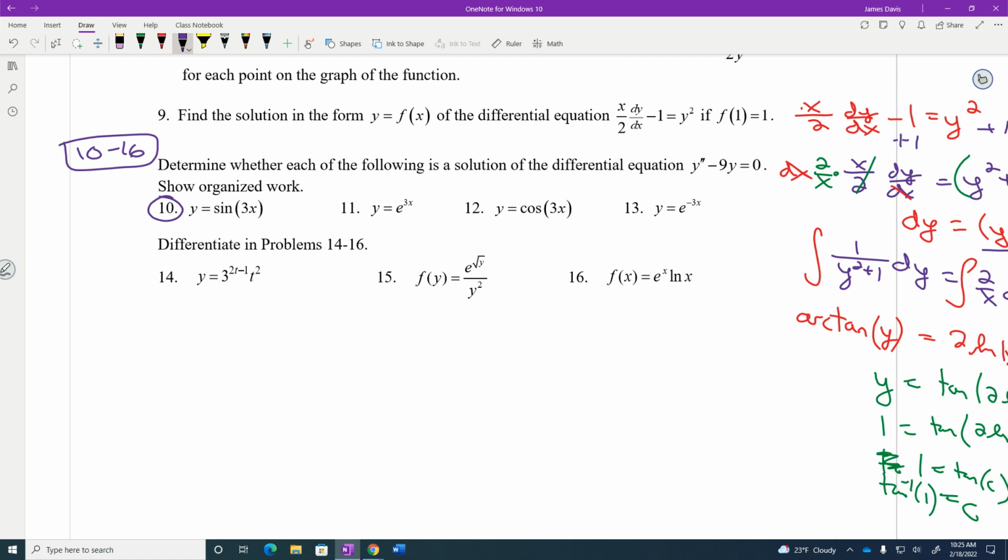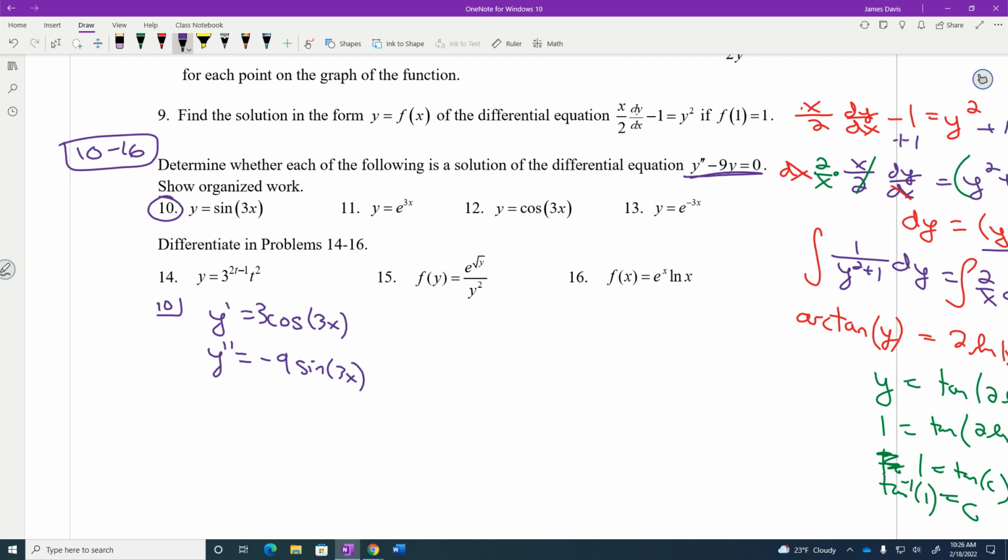So we're supposed to decide if any of these are solutions to this differential equation. So we actually have to do a second derivative because it's a y double prime. So we're going to do y prime, derivative of sine is cosine. So it's going to be cosine of 3x and then times 3. So it'd be 3 cosine of 3x. And then y double prime is then going to be minus 9 sine of 3x.